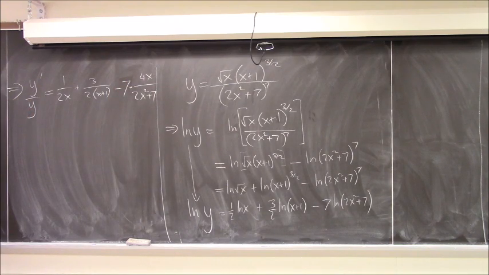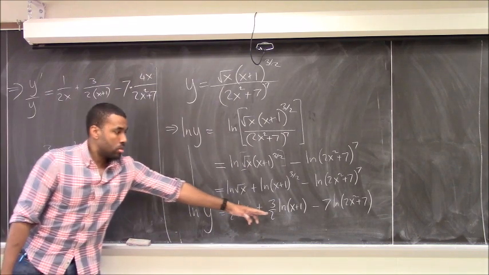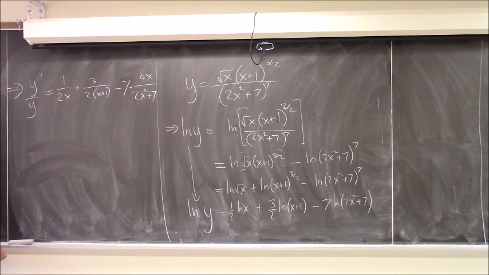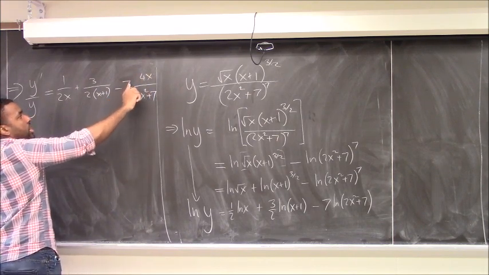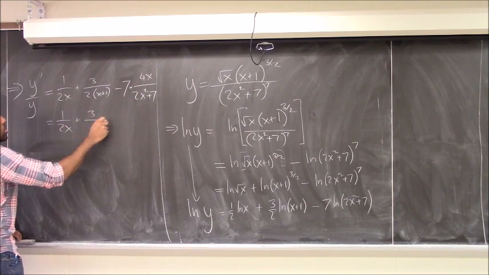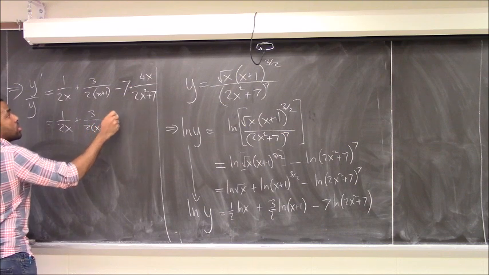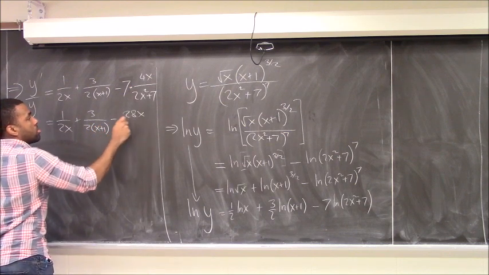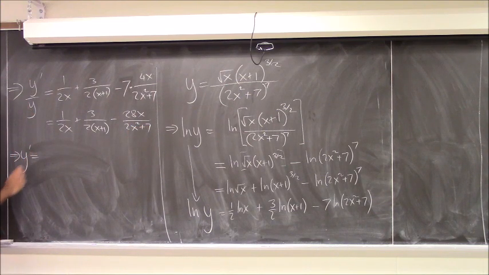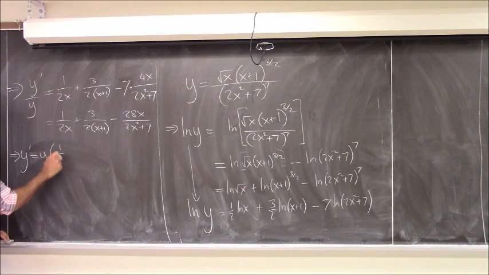Wait, why is the x plus 1 in the denominator? Huh? I have 3 over 2 times 1 over x plus 1. I just multiply the fractions for this part here. Just write this to be a little less annoying. I can take that 7 times the 4. And that's what, 28? And so now I can say that my y prime is going to be y times this guy.